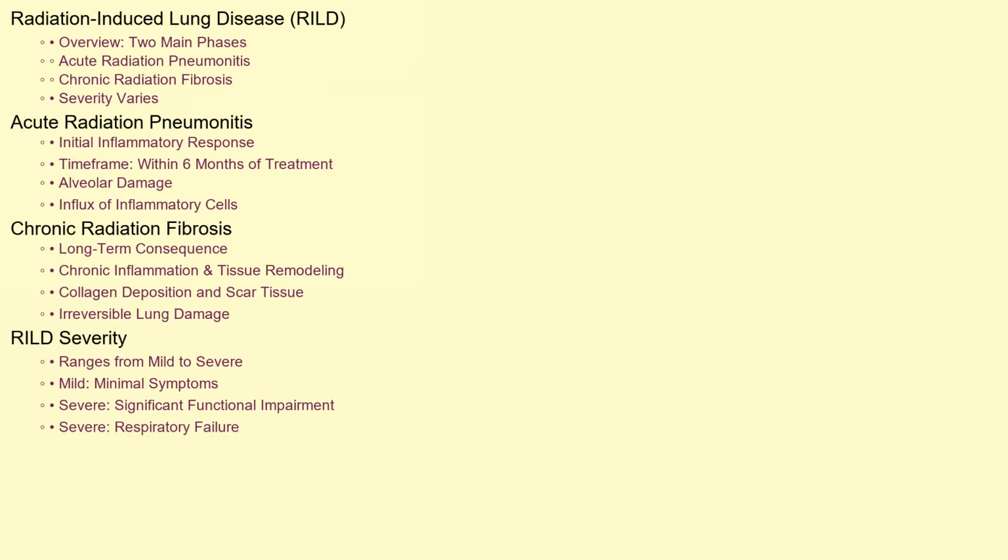Radiation-induced lung disease can be broadly classified into two main phases: acute radiation pneumonitis and chronic radiation fibrosis. Radiation pneumonitis represents the initial inflammatory response to radiation injury, typically occurring within 6 months of treatment. It is characterized by alveolar damage and an influx of inflammatory cells.